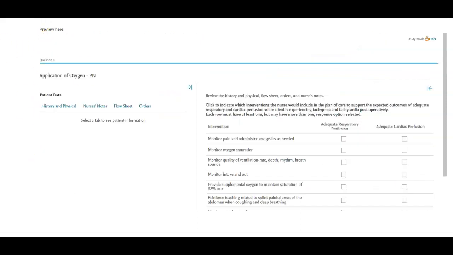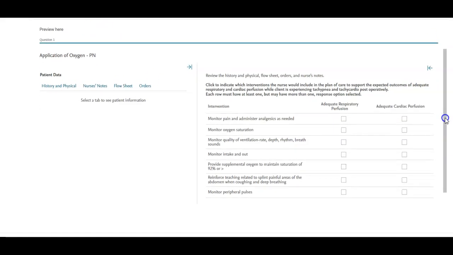Here's another standalone test question that we can look at. And again, I'm going to do the same thing. I'd like you to try to answer this on your own. But as we look through the history and physical, flow sheet, orders, and nurse's notes, I'm going to pause for 3 seconds. If you need to look longer, just press pause on the video.